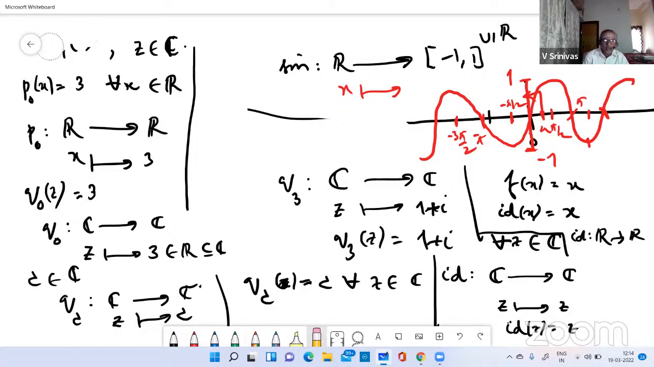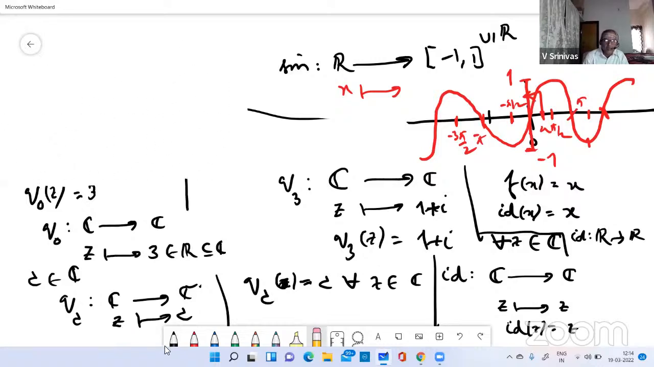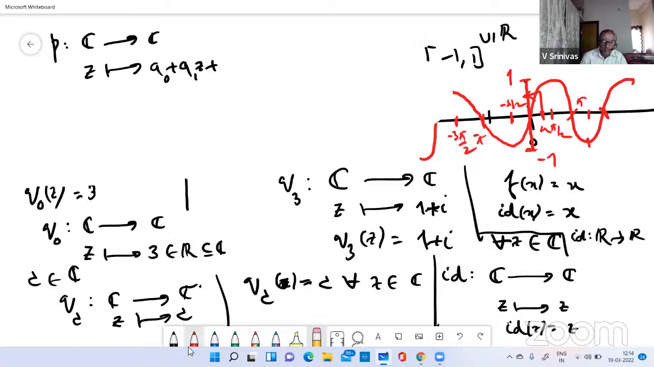In general, if P is a polynomial from C to C, you have Z taken to A0 plus A1 Z plus A2 Z squared and so on up to AN Z power N, where AN is non-zero. Of course, I'm taking A0, A1 up to AN as complex numbers. So for fixed constants A0, A1, A2 up to AN, I can consider this polynomial. This is an expression.